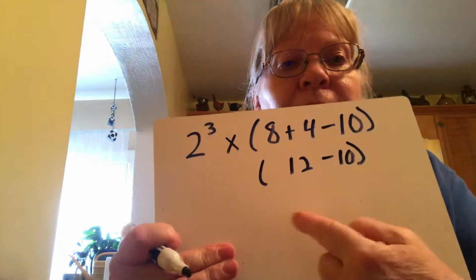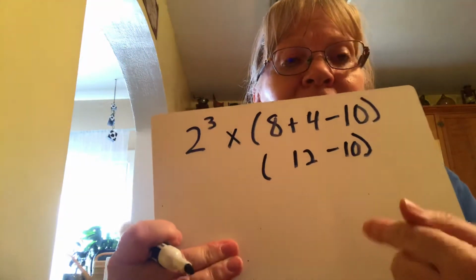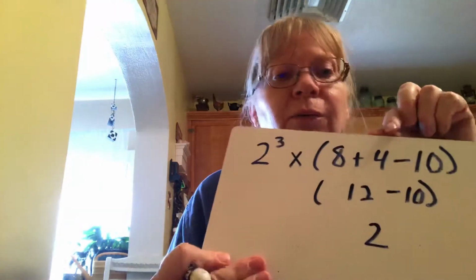I'm just going to write these steps so that you understand every single thing I'm doing. So 8 plus 4 is 12, and then we still have minus 10. I'm doing what's in the parentheses first, so I wrote down 12 minus 10. 12 minus 10 is 2, so everything inside equals 2. Now I have my 2 to the third. Exponents are the second thing we do. So 2 to the third is the same as 2 times 2 times 2. 2 times 2 is 4, times 2 is 8. So now I can change that to an 8.